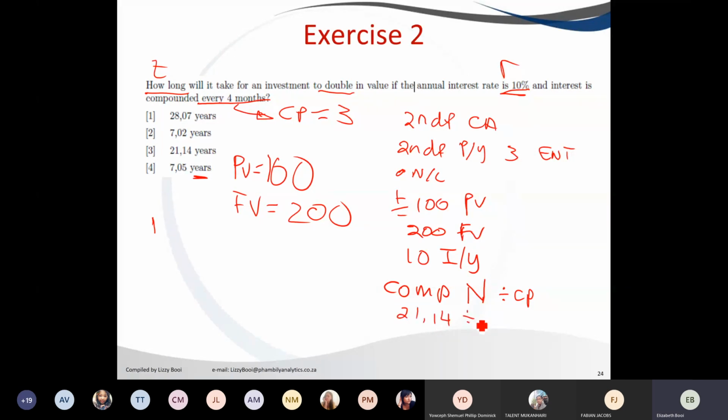And then when you divide that answer by 3, you will get 7,05 in years. This is 21 every 4 months, whatever the number is, every 4 months. And this is in years.